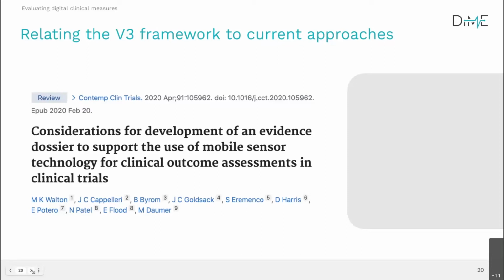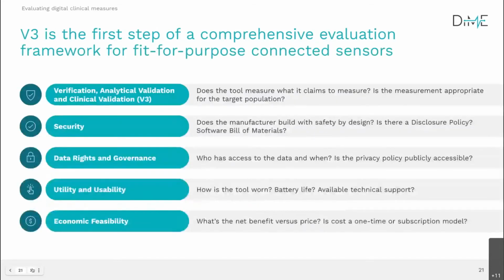Great. Okay, so now we've covered what's the state of the use of these tools. How do we think about fit for purpose of the measure itself? Well, what about the technology? Knowing that the measure itself performs well isn't enough to declare success and isn't enough for you to be able to decide to use a digital clinical measure. You also need to think about the security of the technology. You also need to think about the data rights and governance of this data as it flows through vendor servers, and making sure that those end user license agreements, those terms of use, are actually aligned with what you have in your informed consent forms.